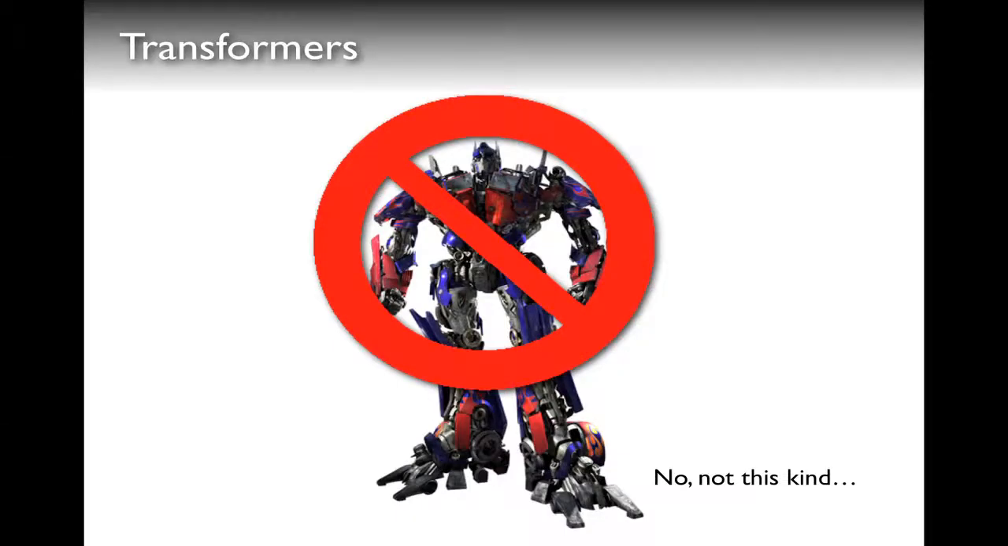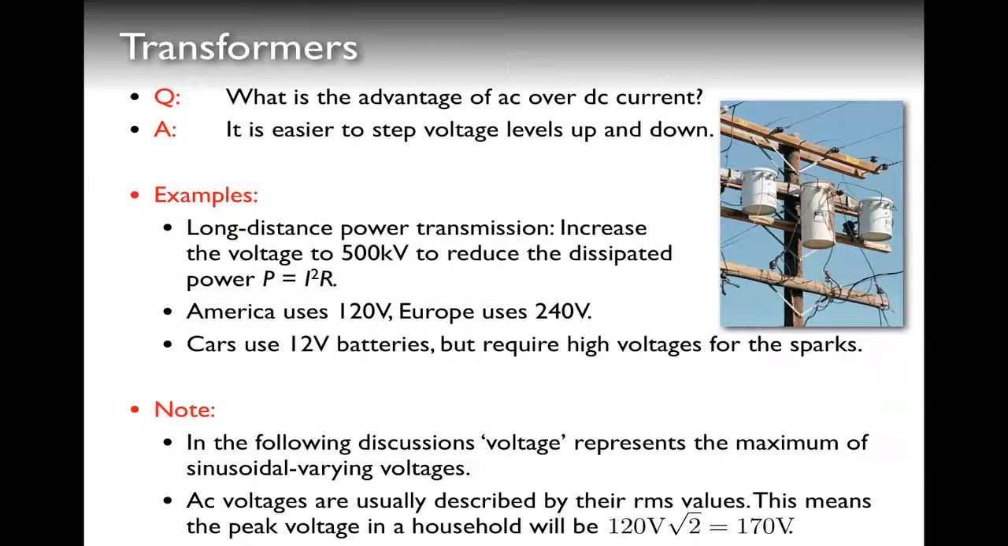What I would like to talk about next is transformers, and I'm not talking about the ones from TV, but the ones that have very important technological relevance. What is the advantage of an AC over DC current? The advantage is very simple. It is easier to step voltage levels up and down. In other words, it makes your life easy when you change the voltage, say from 120 to 12 volts.